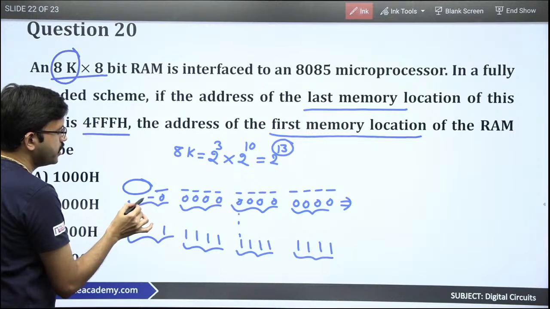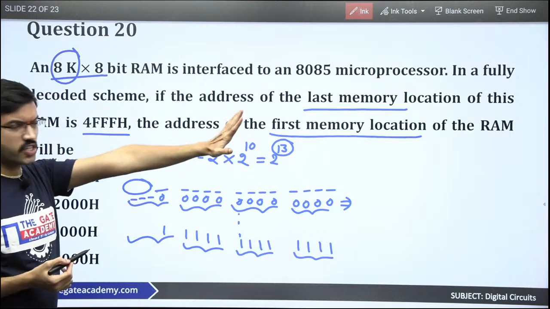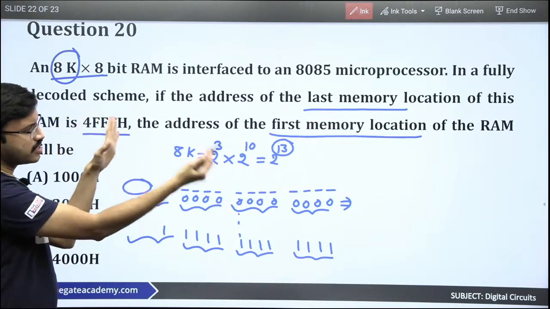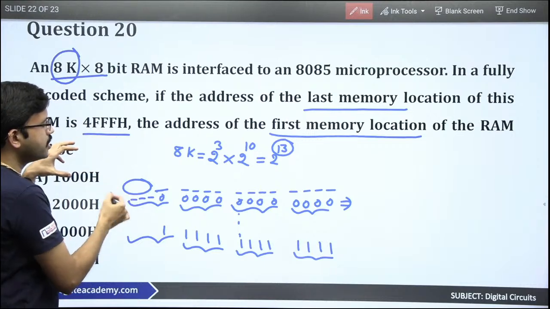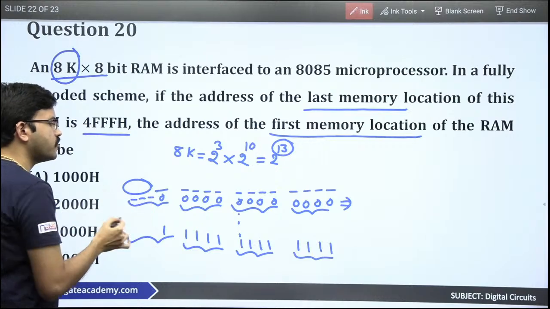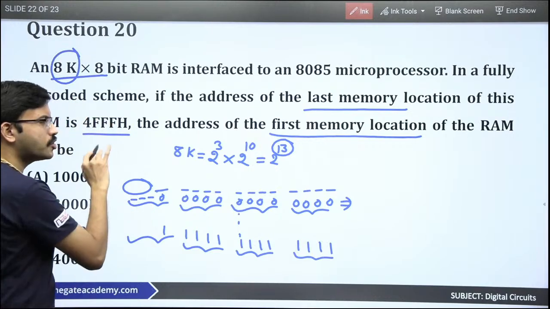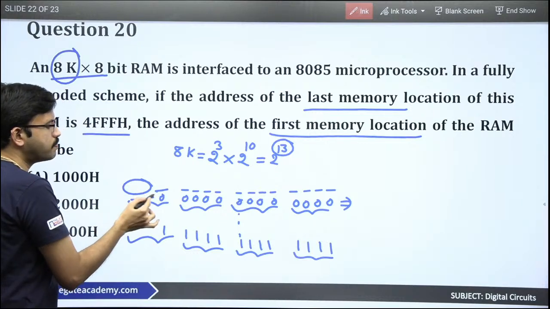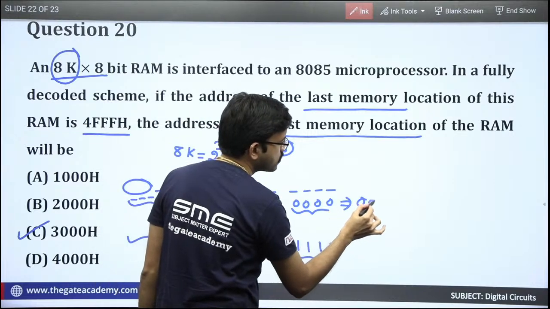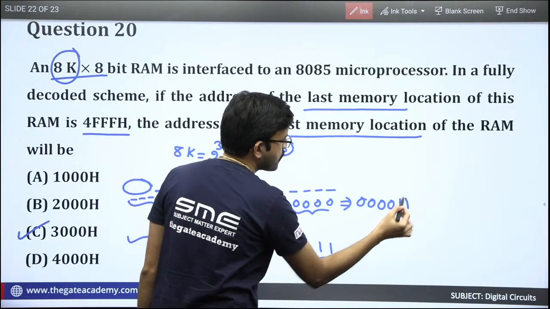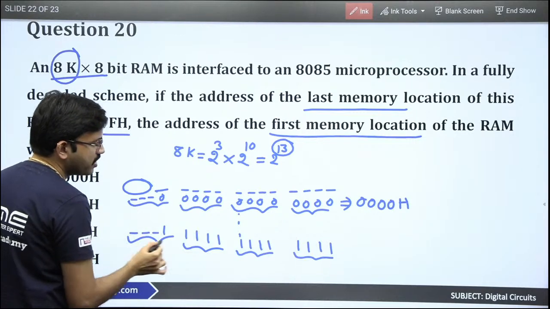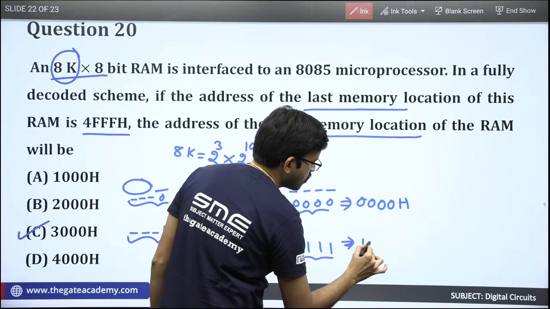if other bits are not there, whenever they don't give any information regarding the other bits, you can simply assume 0. Sometimes whenever they give the interfacing circuit, regarding those unused bits they will specify. If they specify some value, you have to consider that one. Whenever they don't give any information regarding the unused bits, simply you can put zeros. So if you are considering zeros, then from here we will get 4 zeros, and here 000 if you are considering, then you are getting 1FFF.